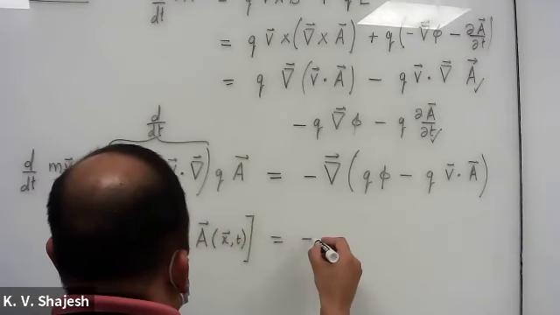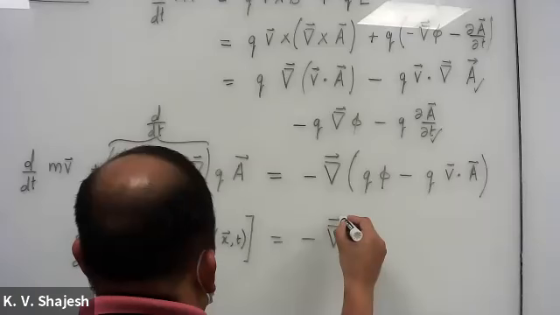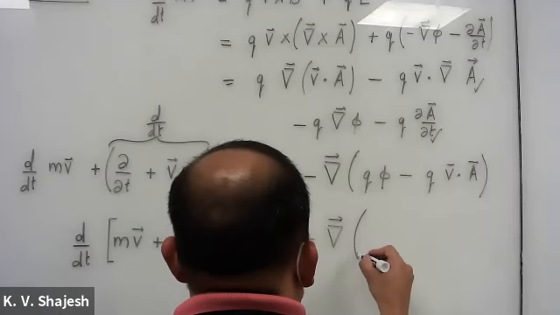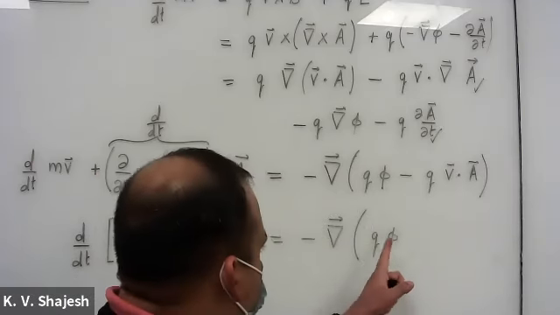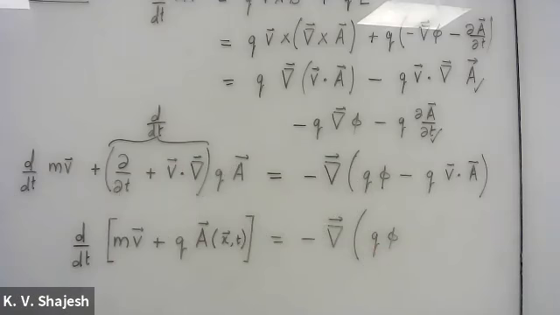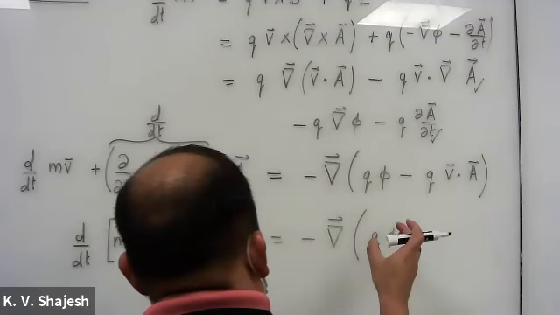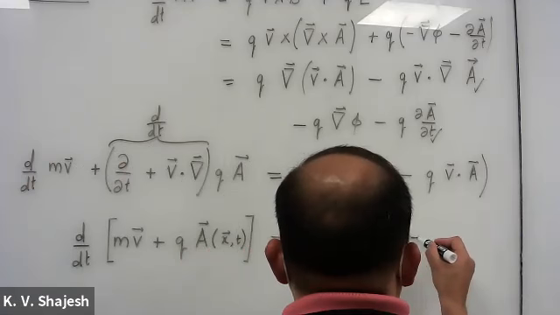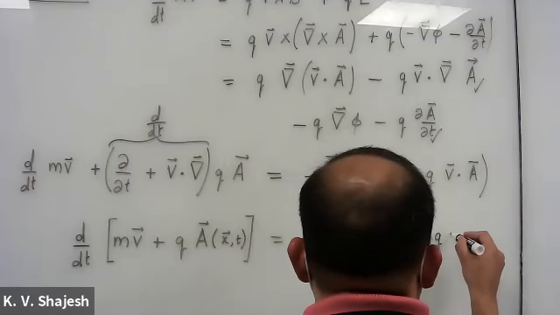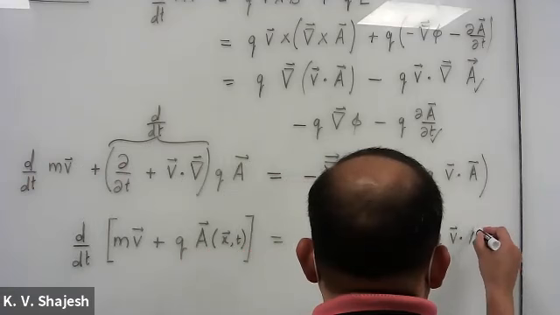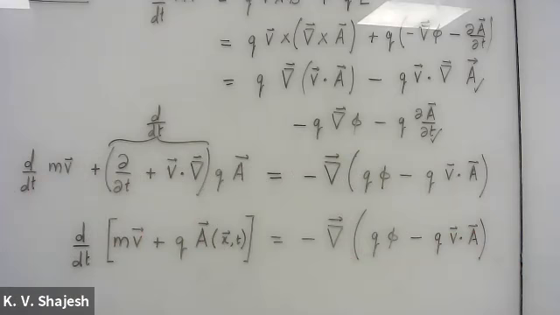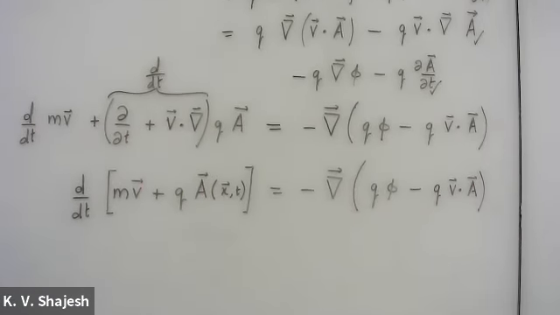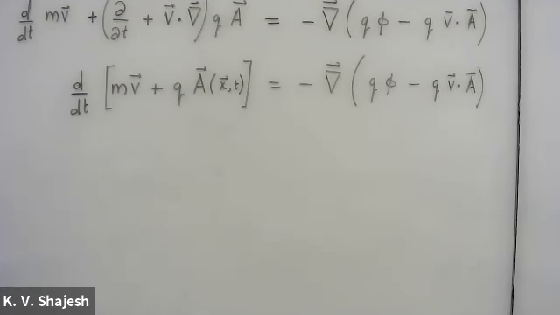Is equal to the negative gradient of q. So this is your electric potential, right? Q times phi, charge times the potential of the point charge, for example. And this is minus the magnetic energy, if you want. Conserved quantities. At this stage, you recognize the Lagrangian. Oh, okay, what does this mean?